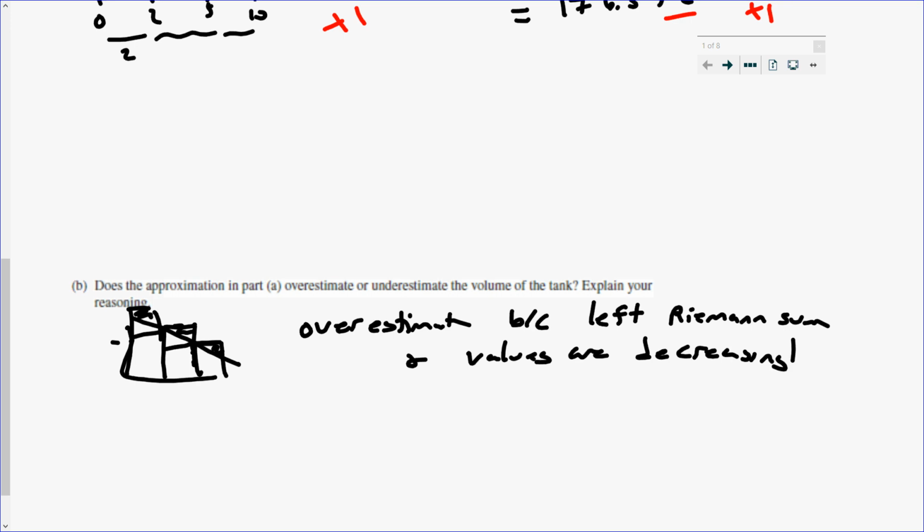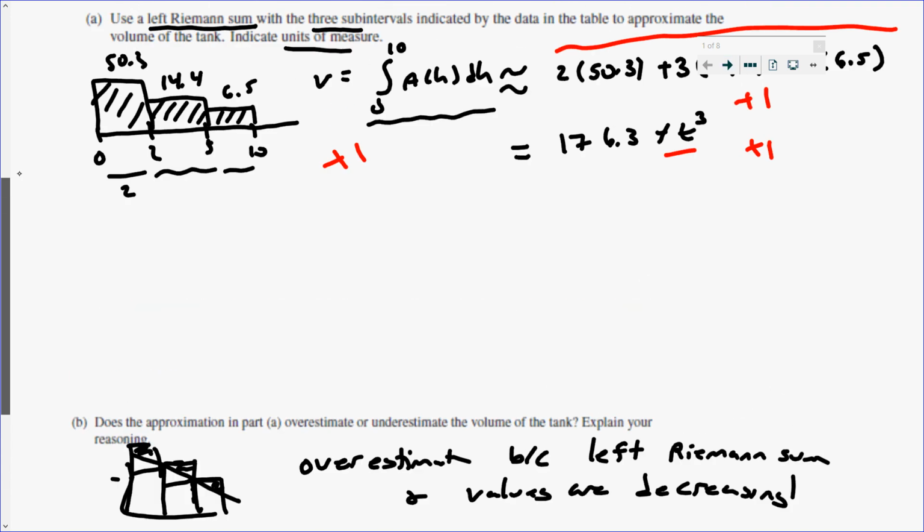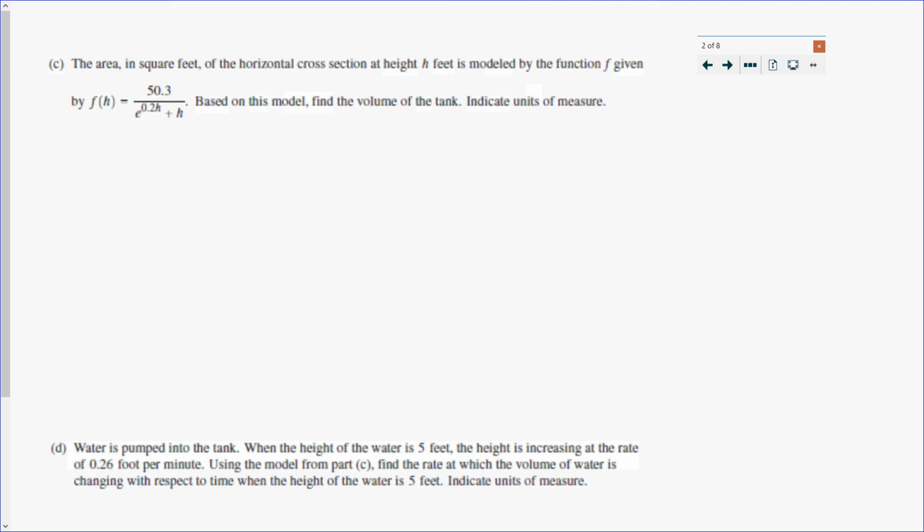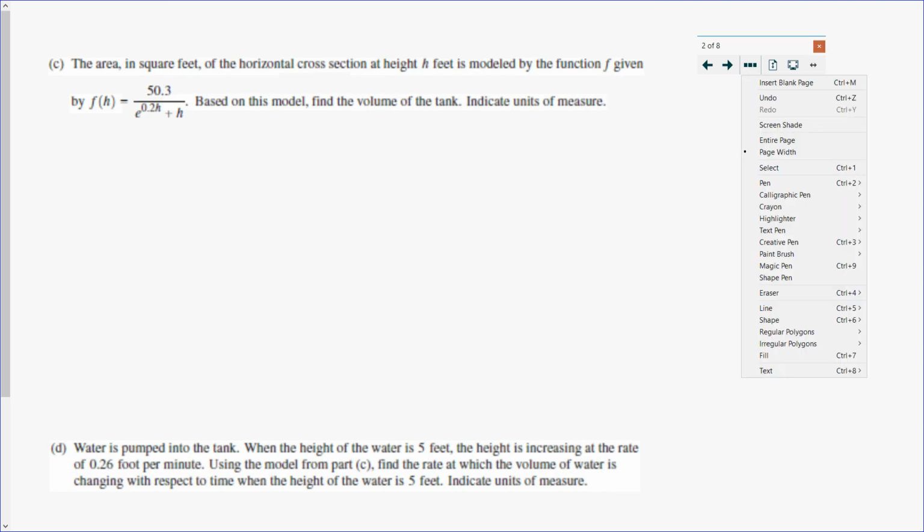Okay, so let's go and take a look at part C here real fast. So that's part A and B right there. Let's take a look at question C right here. Let me scroll up here real quick. Let's go take a look at part C. Next page. Part C says the area in square feet of the horizontal cross sections. Up there, it is horizontal cross sections, and they're giving us areas here.